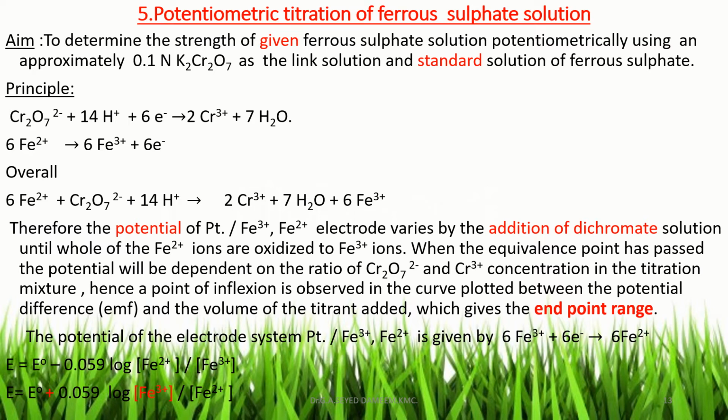and first it gives the endpoint range, and the exact endpoint is determined by adding more potassium dichromate near the endpoint, in 0.2 ml additions. These are the principle behind this experiment.